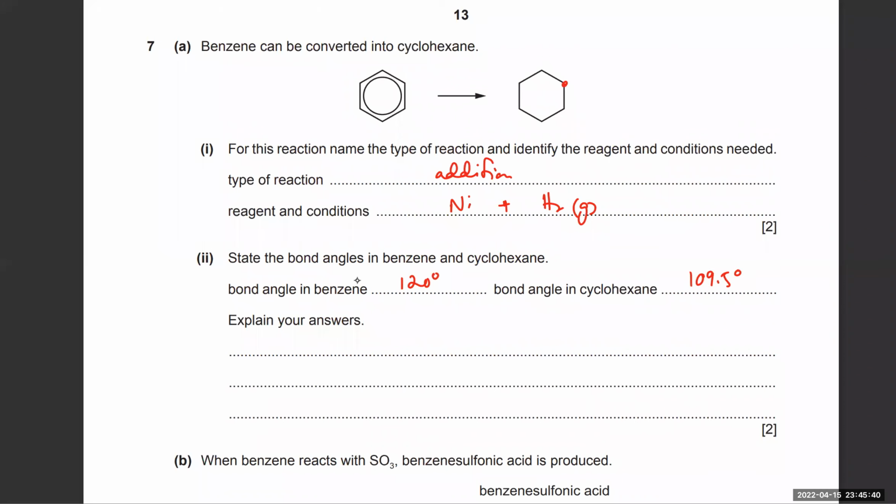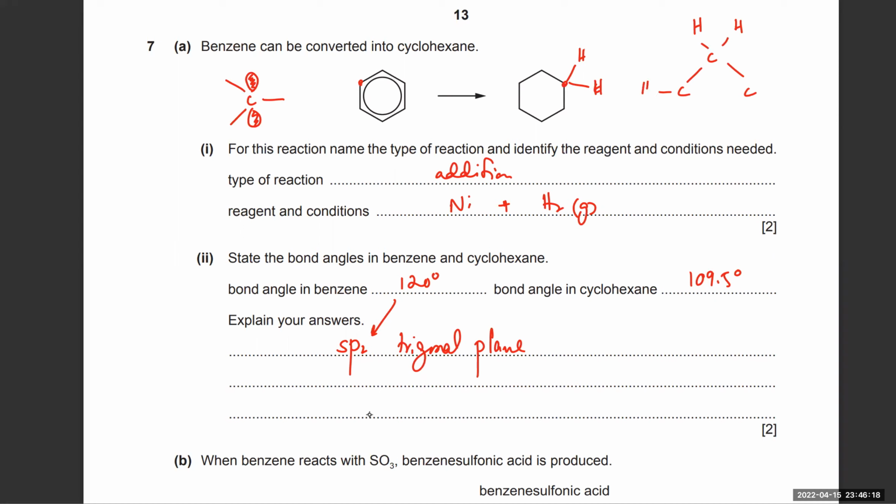In cyclohexane, carbon is making four bonds, right? While in benzene, the carbon is sp2 hybridized. It's got a delocalized p orbital, and the angles are 120 degrees. So explain your answer. Probably that this is sp2 trigonal planar. Cyclohexane is an alkane. That's simply an alkane which is cyclic, right? It's just a cyclic alkane. So you're going to say that benzene is trigonal planar, and cyclohexane is sp3, and it has an angle, it's tetrahedral.